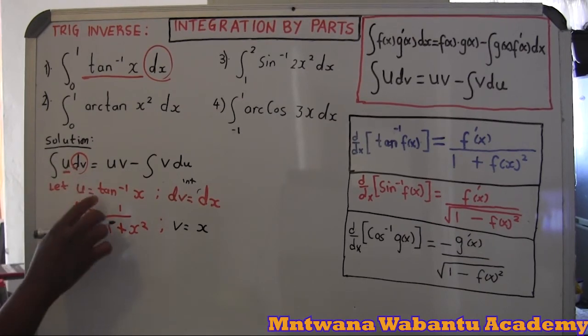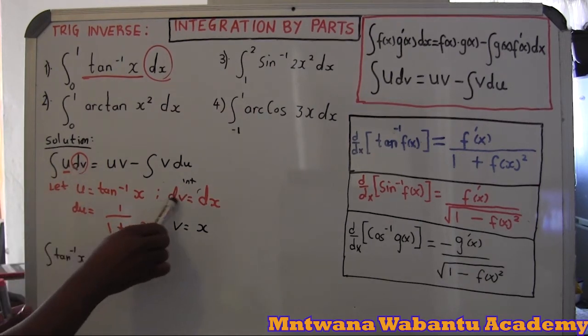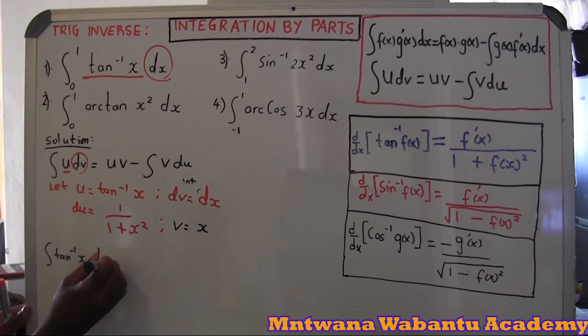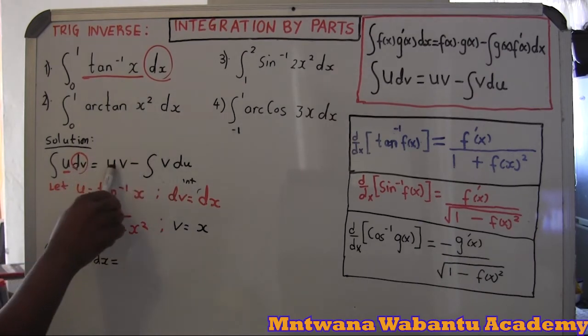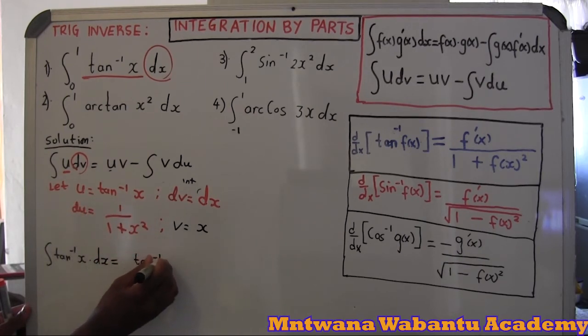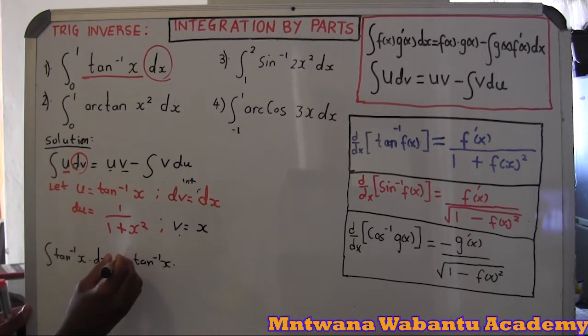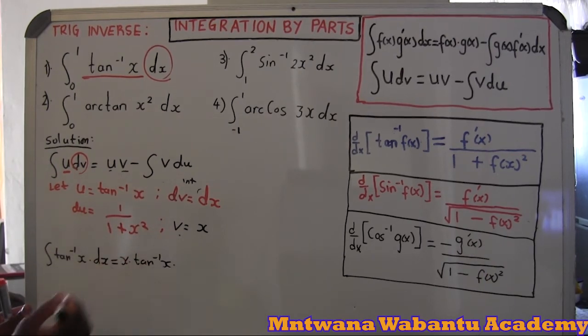So now this is going to be the integral. What is our u? Our u is tan inverse of x. What is dv? Our dv equal to dx. Okay, u times v. What is our u? Our u equal to tan inverse of x, times v. What is our v? V equal to x. So I think it's good to multiply before. I encourage you all the time.